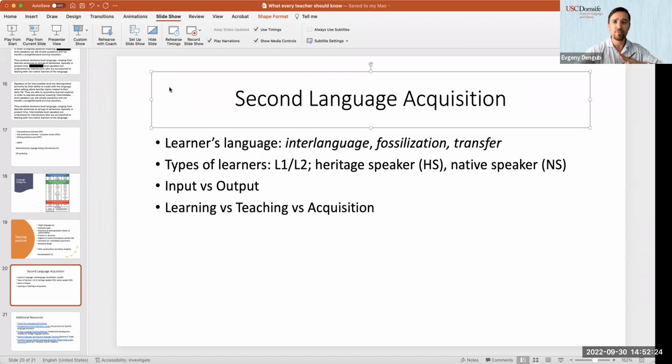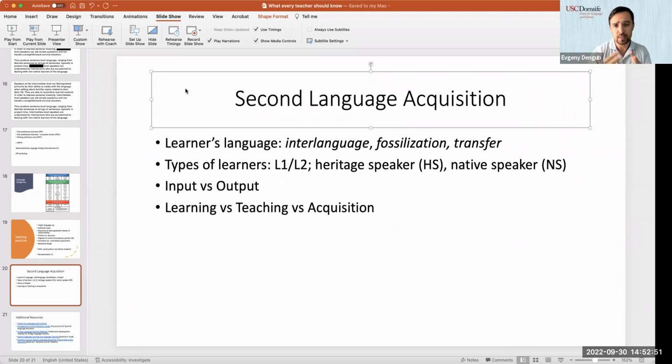Transfer from L1 to L2, from L2 to L1, is a very important concept. And L1, L2, you will see those abbreviations. L1 is the first language, L2 is the second language. So when we say L2 speakers, it means that, I'm an L2 speaker of English. So English is not my first language.